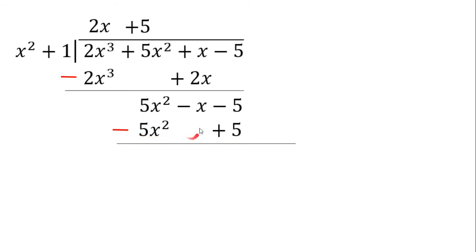Okay, so again, it's kind of like we have a 0 in here. So these will subtract to nothing. Negative x subtracted by 0 is still just a negative x. And then negative 5 minus 5 is going to be a negative 10.